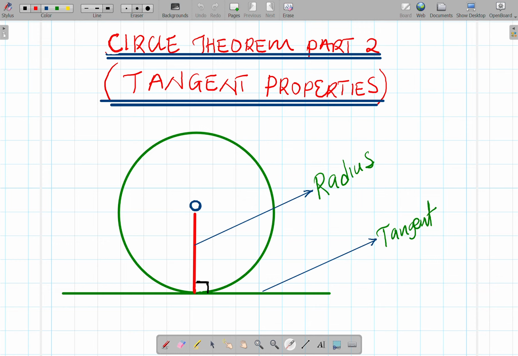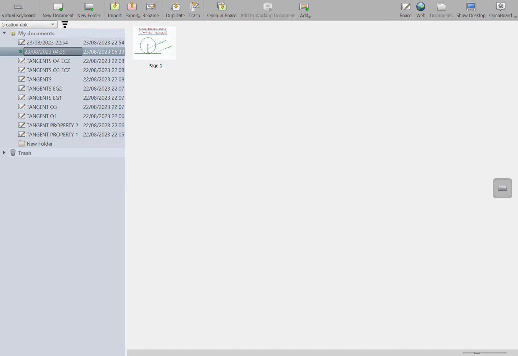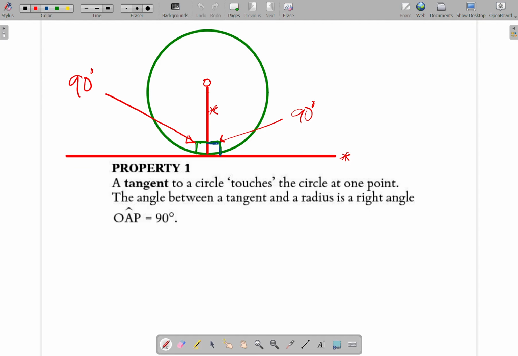Straight away, let's look at theorem 1, or property 1 under tangent theorems. Property 1. A tangent to a circle touches the circle at one point. I've already explained. The angle between a tangent and a radius is a right angle. Great. So you can see the angle between the tangent and the radius is always a right angle.